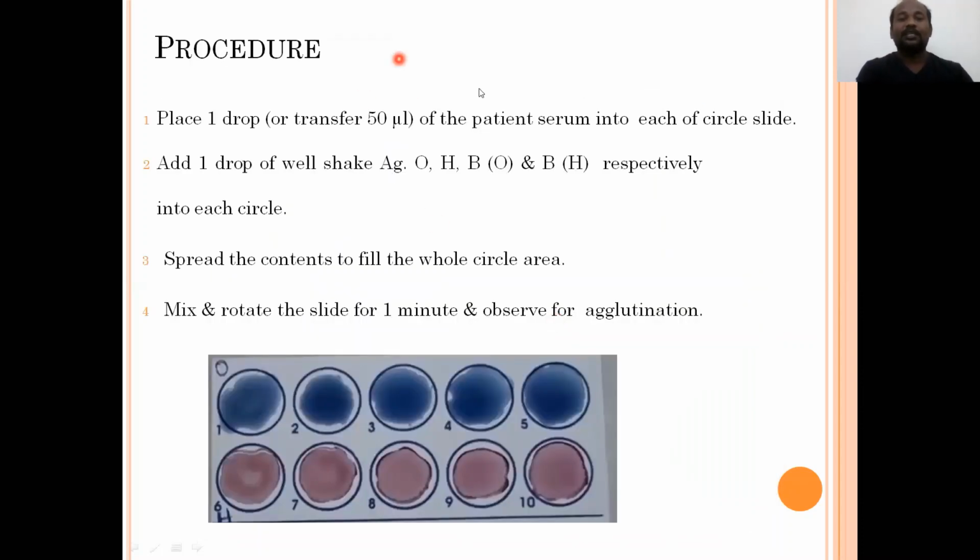So what is the procedure involved in the Widal test? It's simple: just add 1 drop of blood in each circle, followed by 1 drop of the reagents of all antigens in the test kit. So blood plus reagents, then we mix and spread with the stick provided in the kit. After mixing, we rotate the slide for 1 minute, then observe for agglutination.